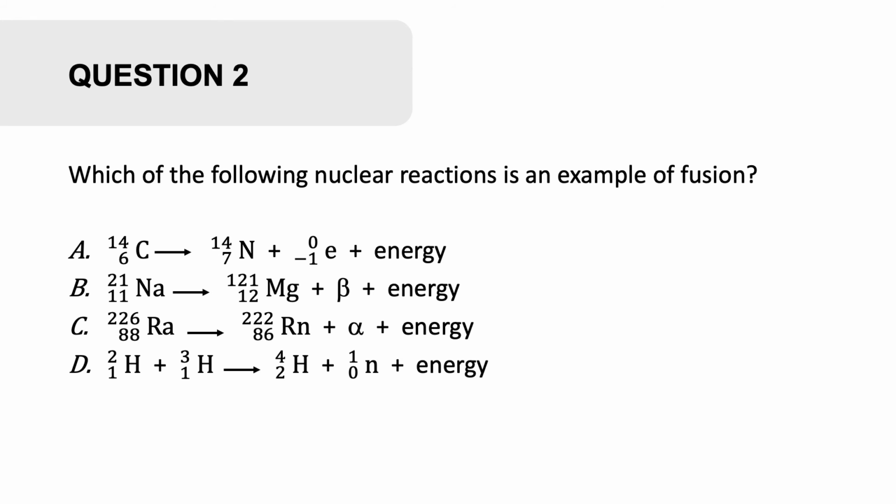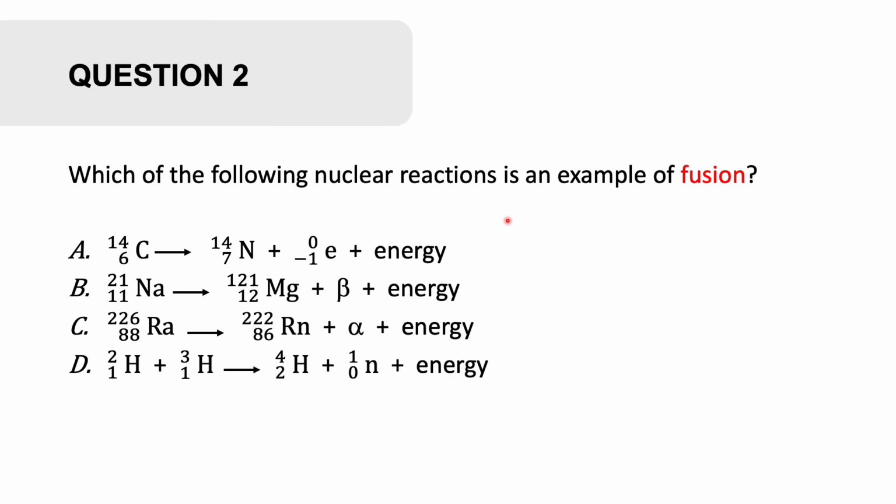Moving on to question number 2. Which of the following nuclear reactions is an example of fusion? So, what is the answer? Let's find out together. As we all know, nuclear fusion is a combining or fusing of two lighter nuclei to form a heavier nucleus while releasing a neutron and a large amount of energy.